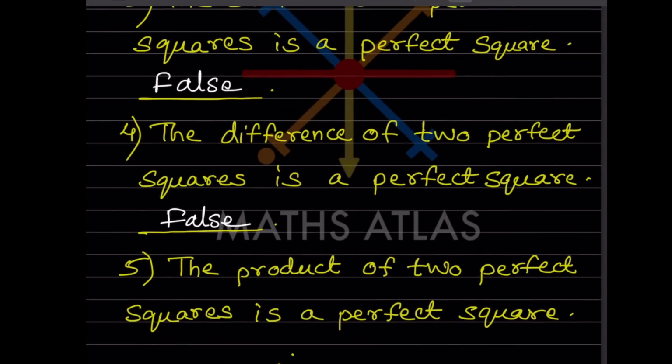The product of two perfect squares is a perfect square. So this is true. So by this one we have completed today's work.